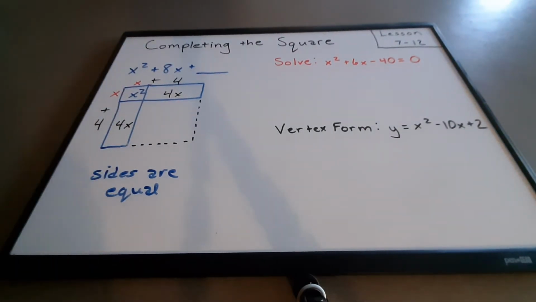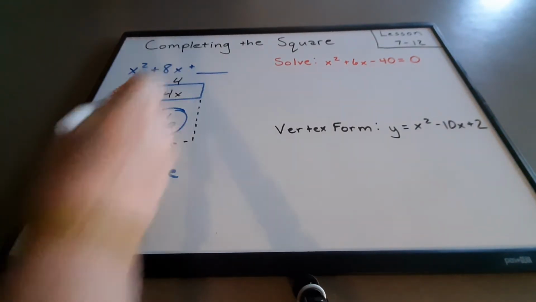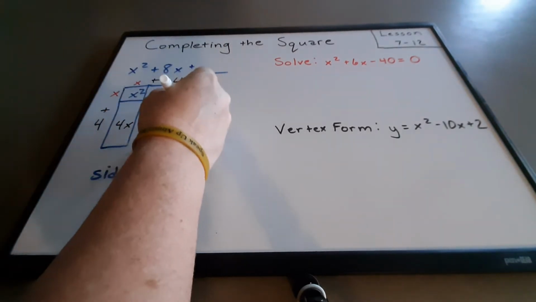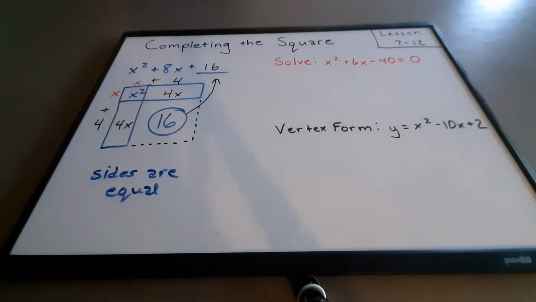Well, the only missing part here is this box right here. We'd have 4 times 4, which should be 16. But if you notice in our original problem, there's no 16. So this is called completing the square because we are going to add that 16 into this problem. And now we have created a quadratic that is a perfect square. And we're going to use that idea within these two problems.